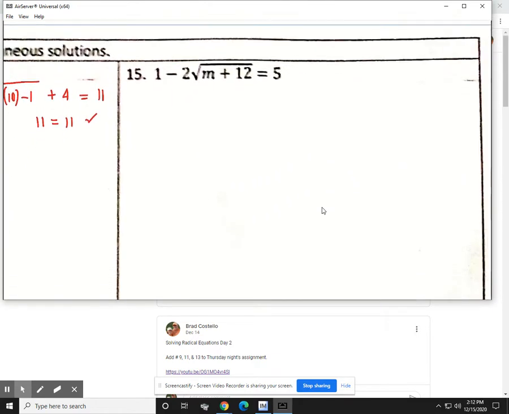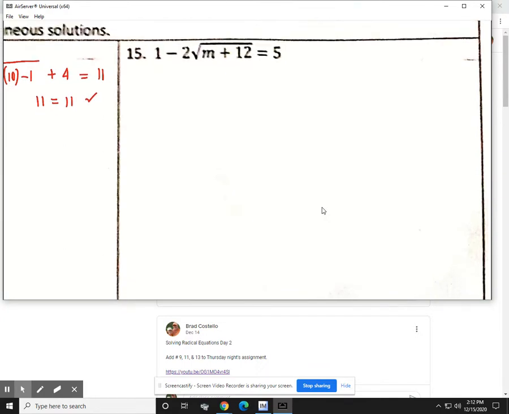I'm going to move on though to number 15. I would probably recommend you really focus on this one, because I would say the likelihood of one being on the quiz very similar to this tomorrow is a good possibility. There's my radical. I've got to get that radical alone. So I know that I need to move this 1 and this negative 2. The 1 is further away, so I've got to move it first. And since it's a separate term, we can move it by doing the opposite. Since it's positive, we're going to subtract 1.